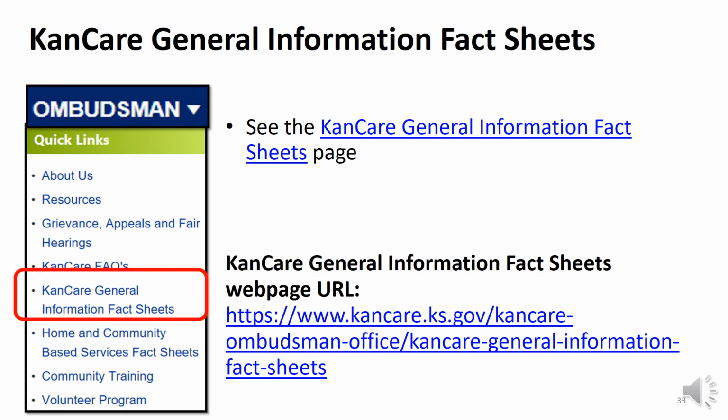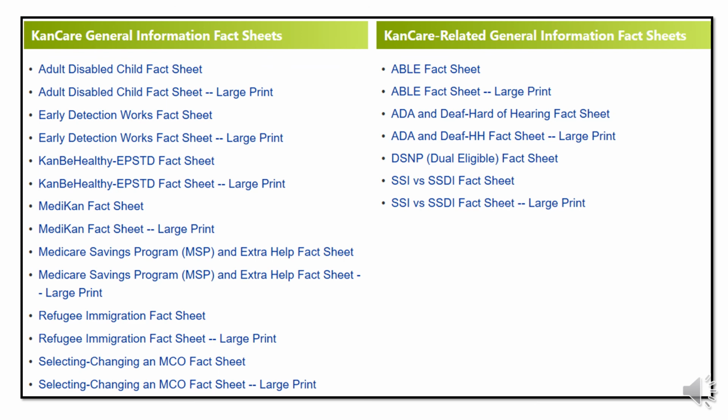Also, on the KanCare Ombudsman's webpage, you can see the KanCare General Information Fact Sheets. To go directly to that URL is https://www.kancare.ks.gov/cancare-ombudsman-office/cancare-information-fact-sheets. When you click on that, here is an example of the page you'll see. Of course, we're constantly updating this and updating the information that's there and also adding more. So a lot of good resources here as well. Some of these we've mentioned in the video, and some of these are additional resources.